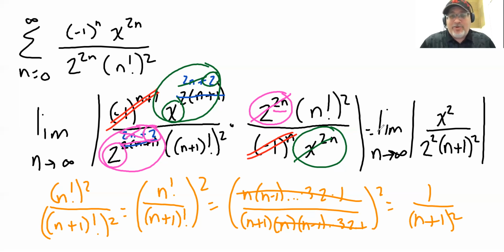All right, so that's really the worst part, just cleaning up pieces, corresponding pieces with each other, the factorials, the powers of x, the powers of 2, and carefully seeing what's left over. Let's take this to the next page and see what happens next.